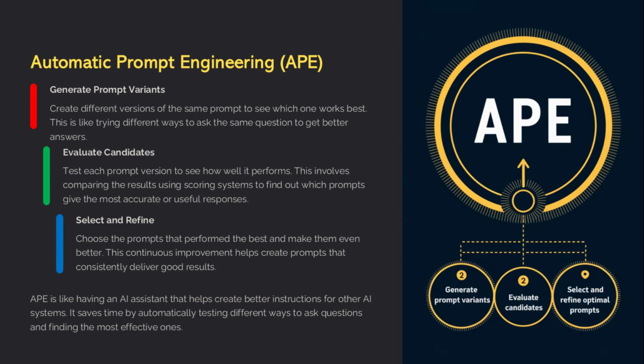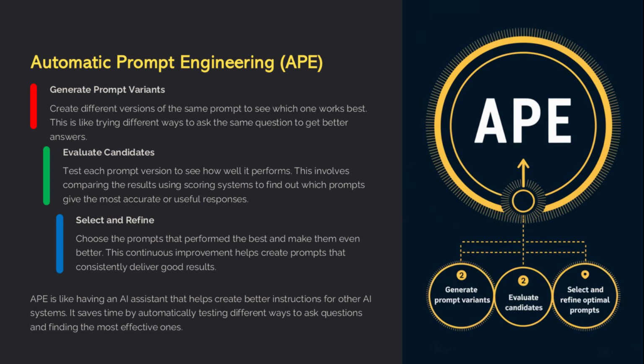The key steps are: generate prompt variants, create different versions of the same prompt to see which one works best. Evaluate candidates, test each prompt version and compare the results using scoring metrics like BLEU or ROUGE. Select and refine. Choose the top-performing prompts and continue improving them through an iterative process.